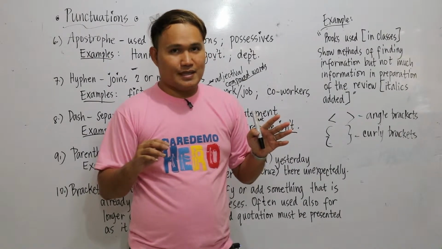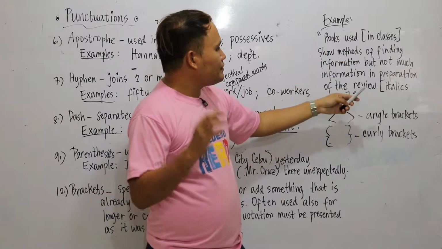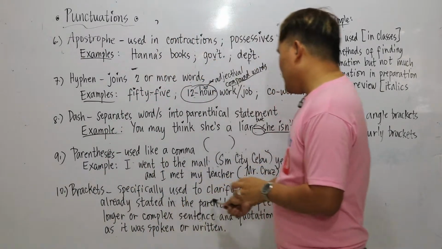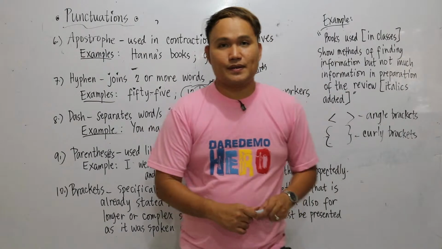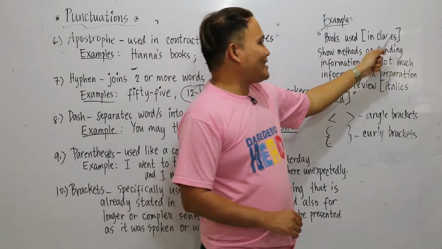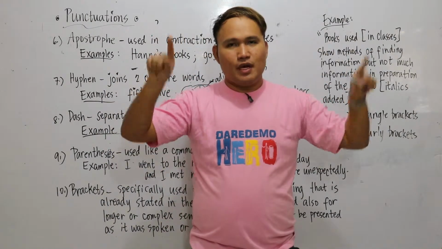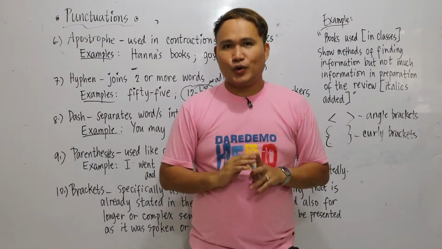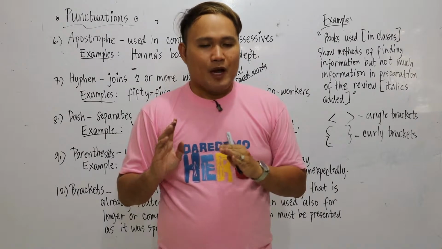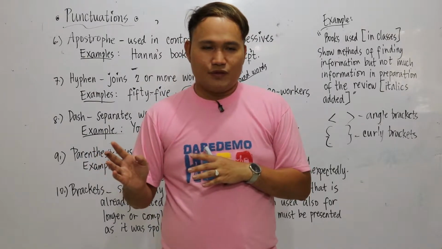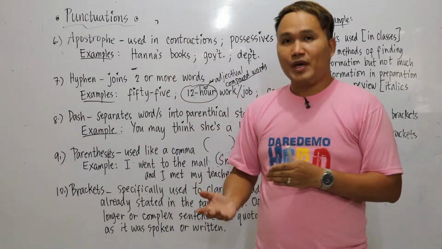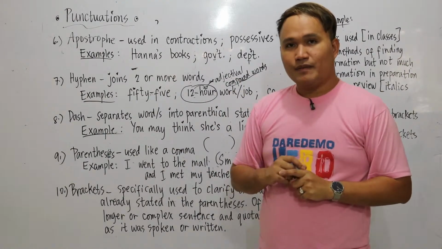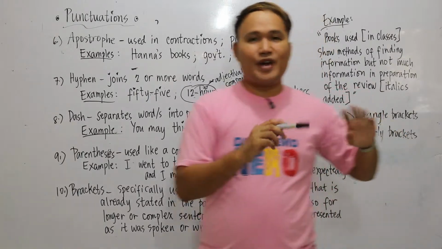Okay? And also, you use brackets if you are referring to something. Okay? Specifically used to clarify or add something. The same with parentheses. Okay? So I have here in classes. Usually for brackets, the ones enclosed within the brackets should be phrases, not just a word. Because if you are specifying something, but you only have one word to add more information to that something, you have to use parentheses. Okay? One word for parentheses, and phrases for brackets.